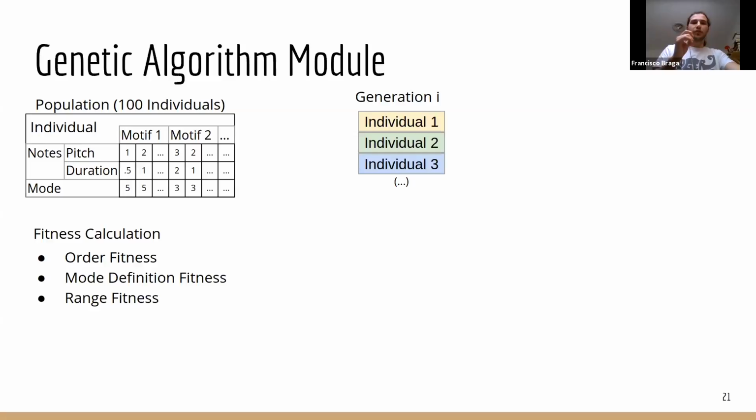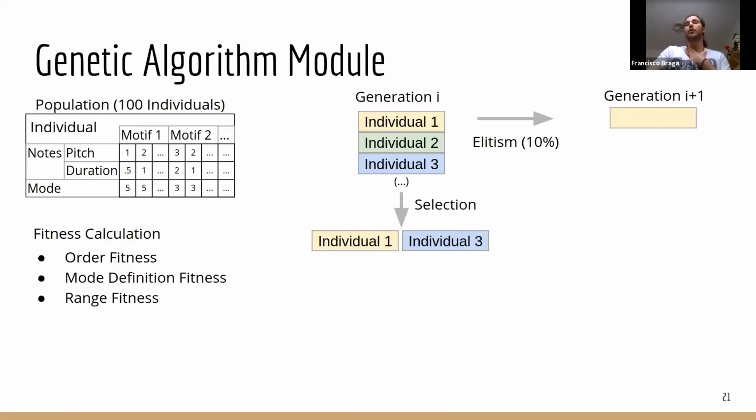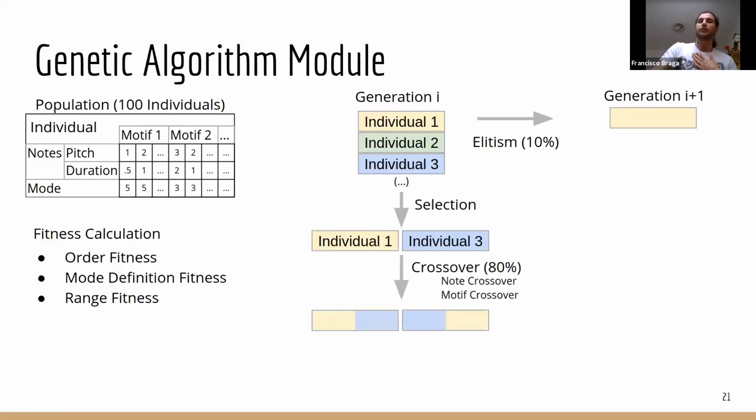We have 10% elitism. We take the 10% fittest individuals right on to the next generation. The selection process is based on the fitness of each individual. So the higher the fitness, the higher the probability of being selected. We have 80% probability of crossover. We have two types of crossover: note crossover and motif crossover.